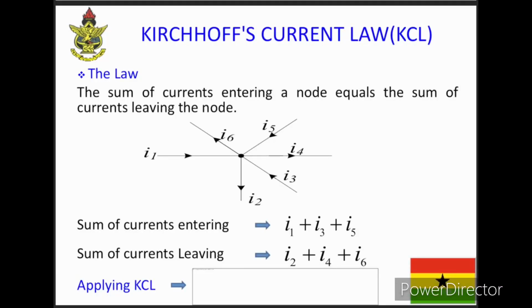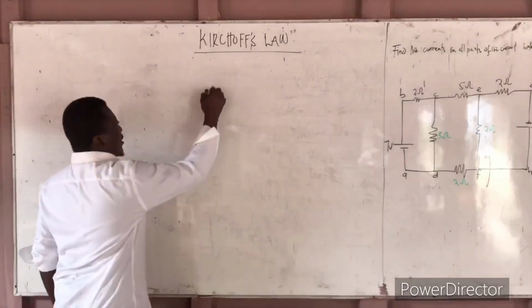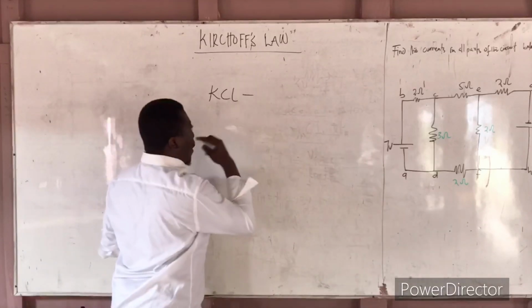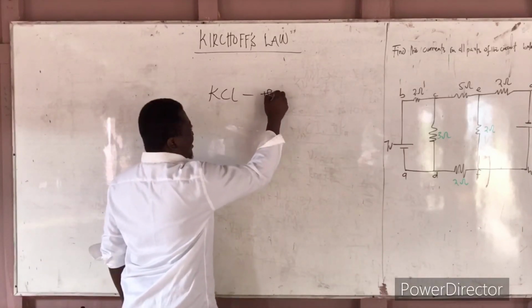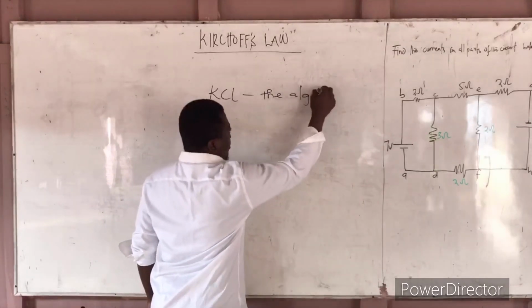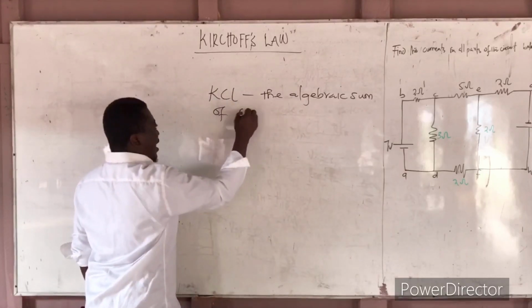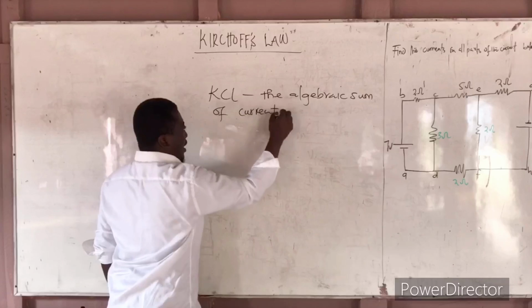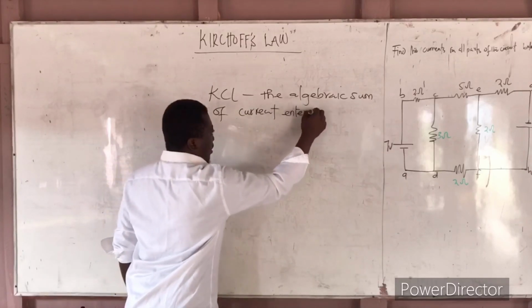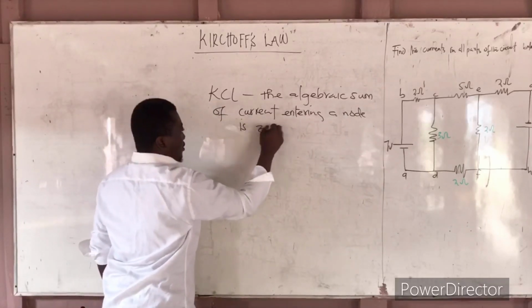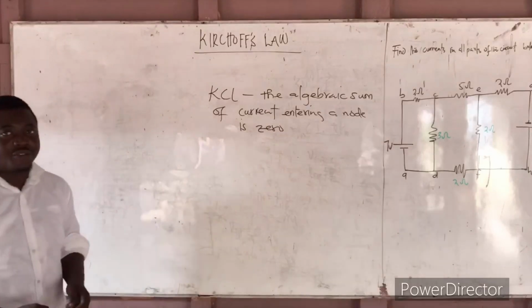The KCL law states that the sum of currents entering a node equals the sum of currents leaving a node. So with the KCL, Kirchhoff said that the algebraic sum of currents entering a node is zero. So that's what Kirchhoff said.